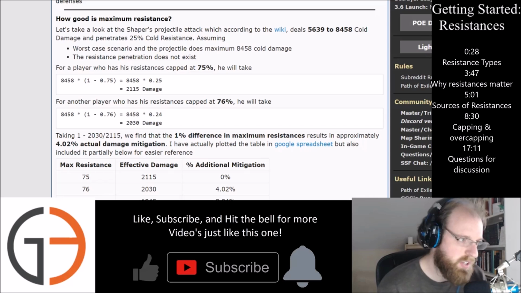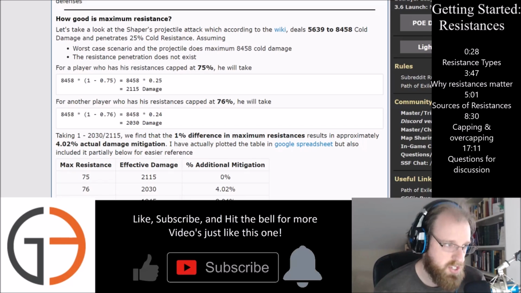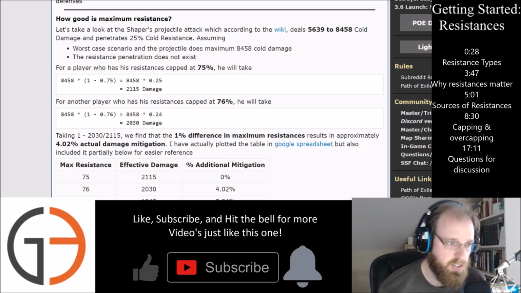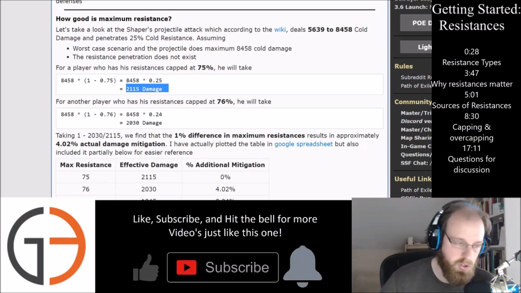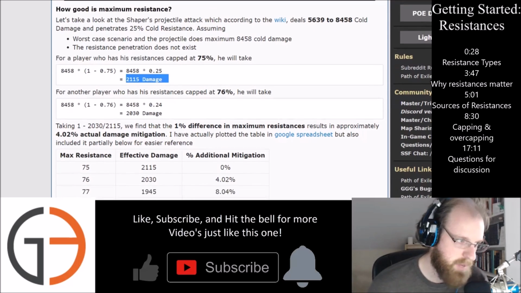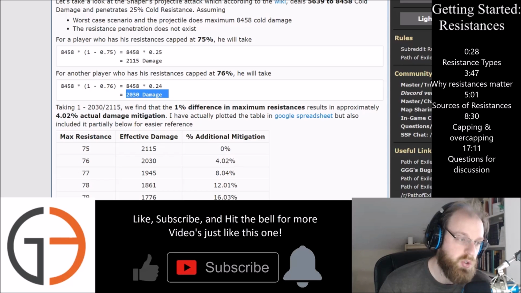So what's the math of all of this? Well, Whitesushii has done the hard work of doing the math for us. So let's take a look at the Shaper's projectile attack, which according to the wiki deals between 5,639 to 8,458 cold damage and penetrates 25% of cold resistance. So assuming the worst case scenario and the projectile does a maximum amount of cold damage, the resistance penetration does not exist. For a player who has his resistances capped at 75%, he will take, and he does some math for us here, this is the amount of damage that's actually going to be hit onto your energy shield or to your life, 2,115 damage. For another player who has his resistances capped at 76%, he will actually take 2,030 damage.